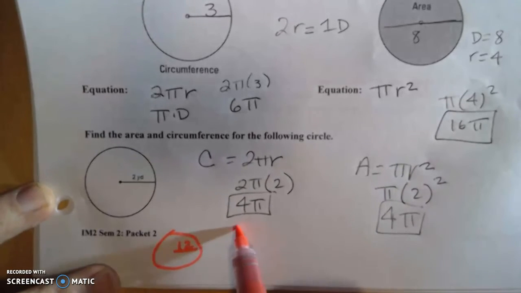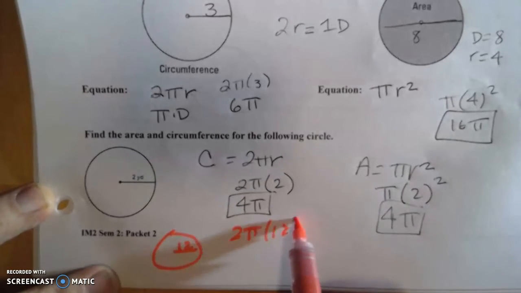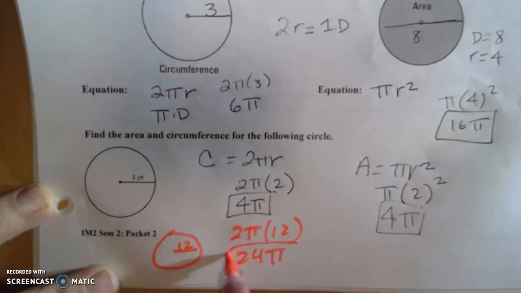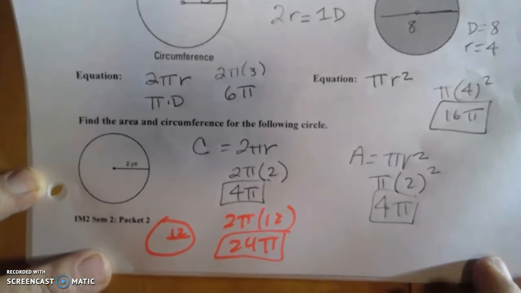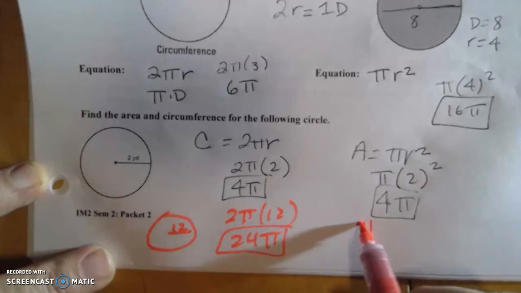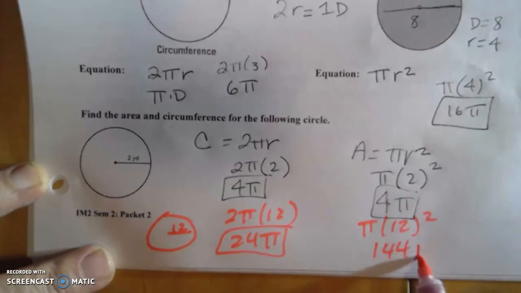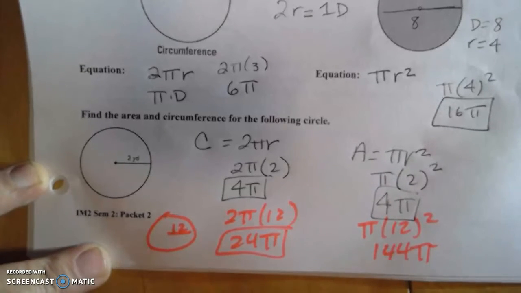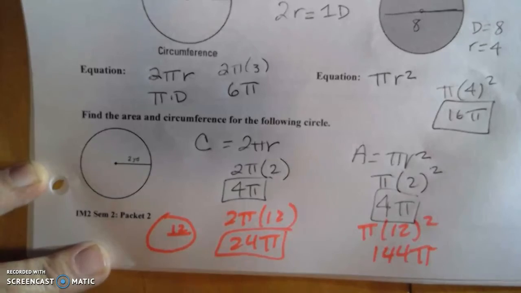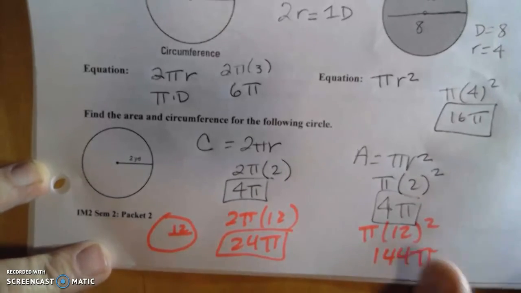And so here I'm going to go 2 pi times 12, and I get 24 pi for the circumference of this one. And here for area, I do pi times 12 squared. 12 squared is 144 pi. So you see for my second example that I drew in here, the area and the circumference are not the same.